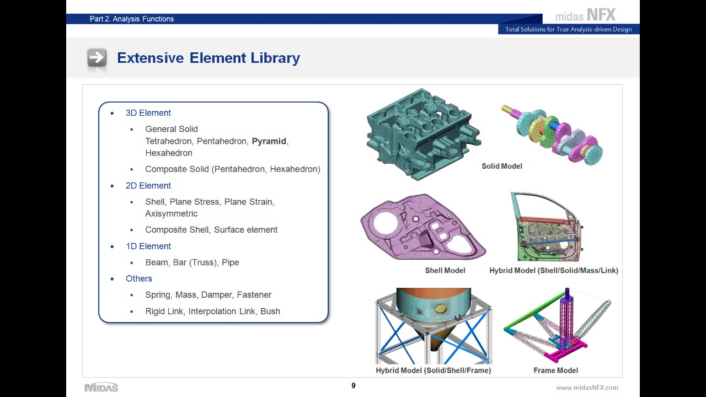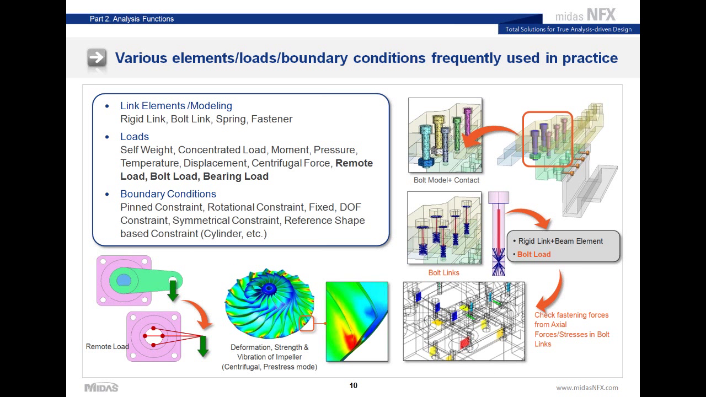You have also all kind of elements, the pyramid elements, the tetrahedral, the hexahedral. You have the 2D elements like the shell, the plane stress. You have the 1D element like the beam and the pipe, so really have anything you need. You can also use various types of loads and boundary conditions, like for example the remote load, the bearing loads, or the follower load. You can use also link elements like rigid links or bolt links. And so no need to say that using the bolt link will make you gain a lot of time if you have a lot of bolts in your model, like in the pictures here.